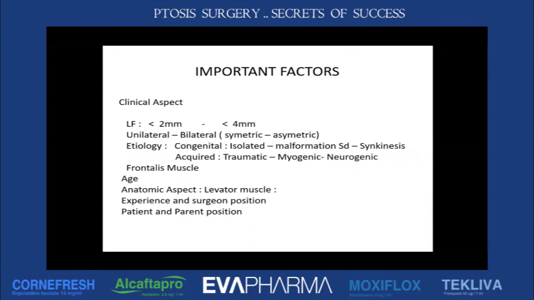For us, important factors have to be taken into consideration to make a decision, mainly the clinical aspect with the levator function. Is it closer to 0 millimeters or to 4 millimeters? Unilateral or bilateral ptosis, and also the etiology of the ptosis, is it congenital or acquired, and which cause of acquired ptosis, is it traumatic, neurogenic, and also the quality of the frontalis muscle. And of course, we have to take into consideration the age, the anatomic aspect of the muscles, and the experience and position of the surgeon and the position of the patient and his parents. Next slide.